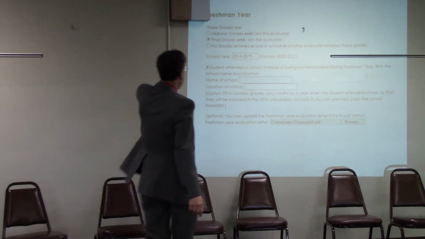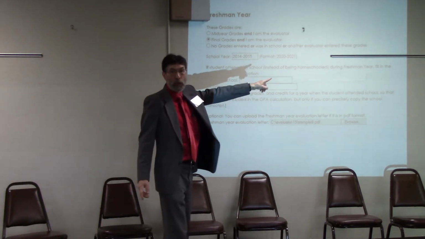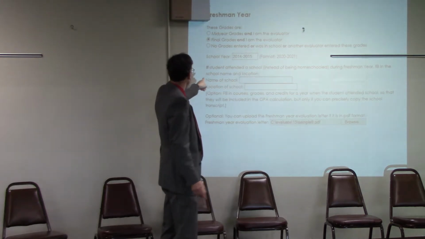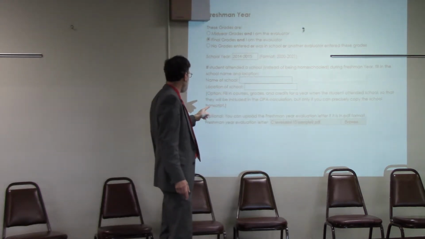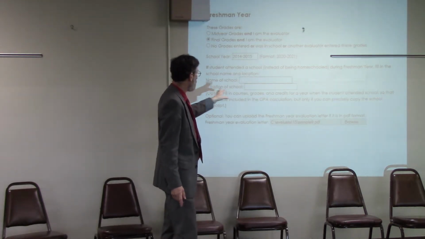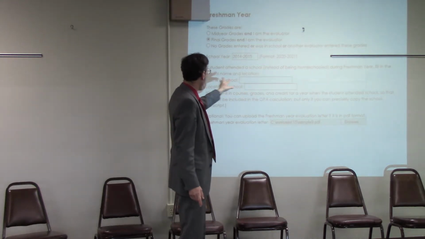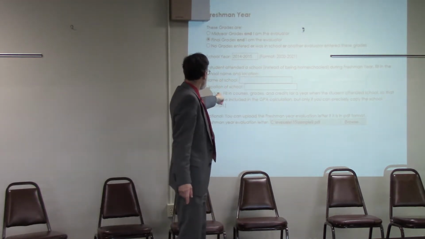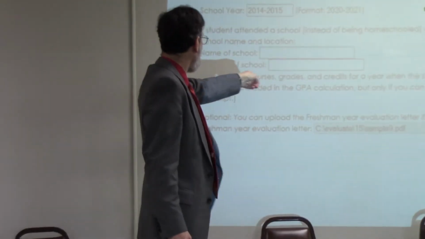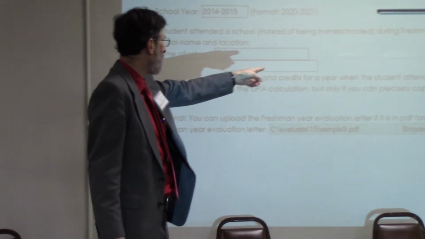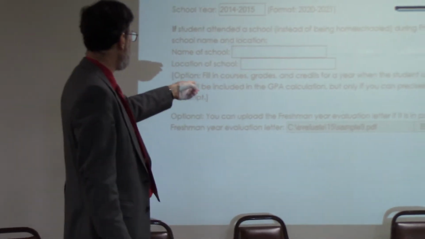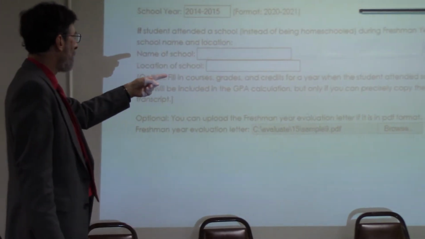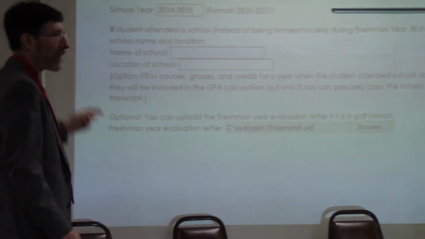If the student attended a school, instead of being homeschooled during freshman year, fill in the school name and location, and that's all you do. You can fill in the courses, grades, and credits for a year when the student attended school so that they will be included in the GPA calculation, but only if you can precisely copy the school transcript.